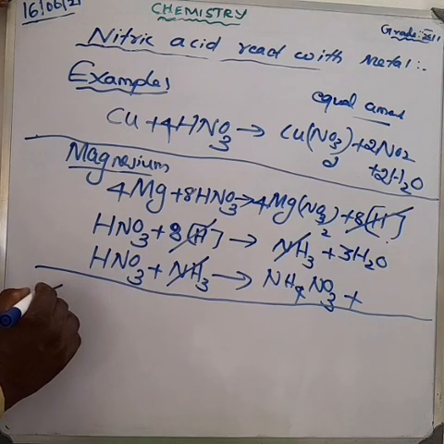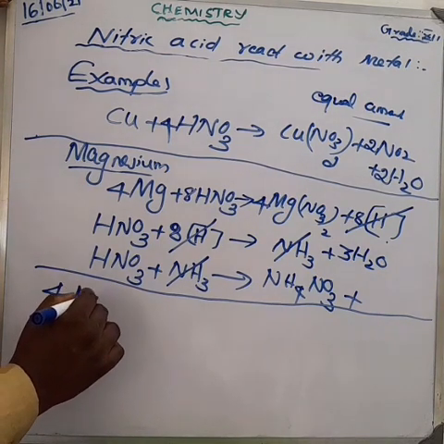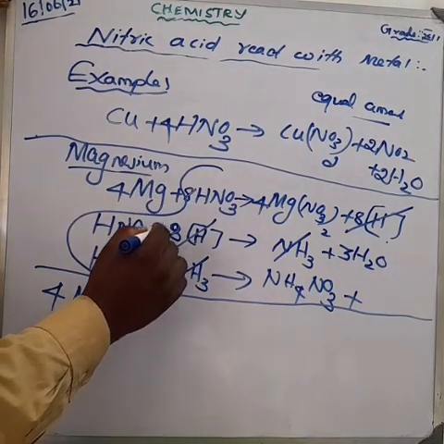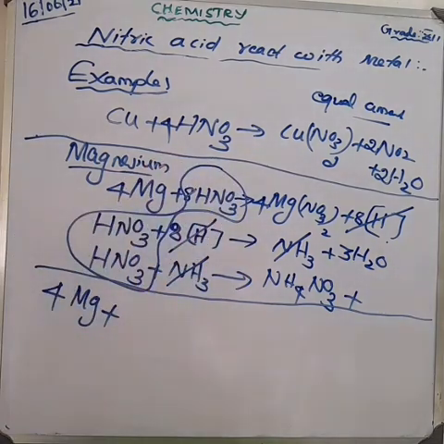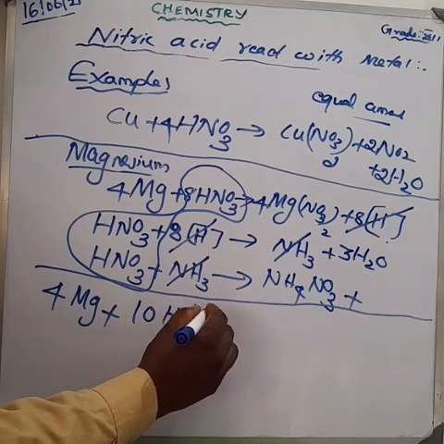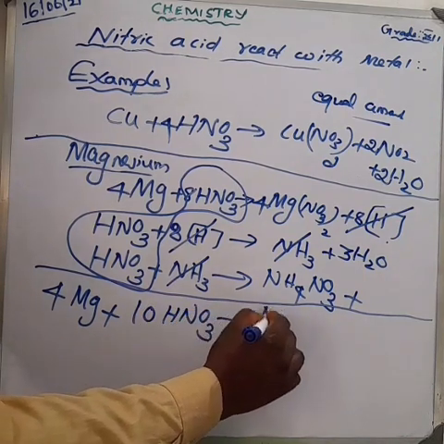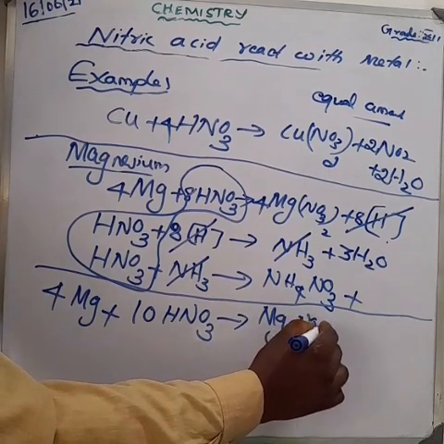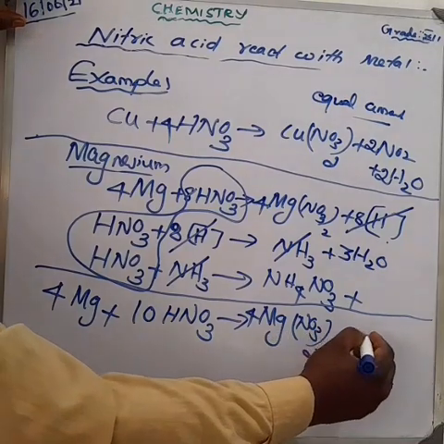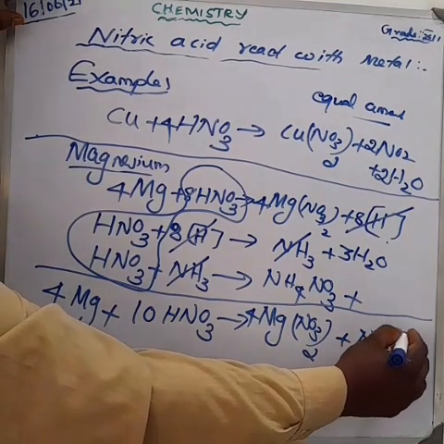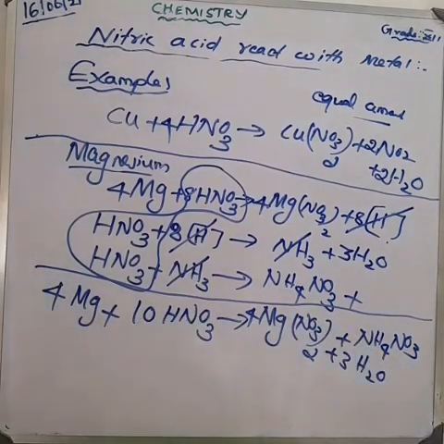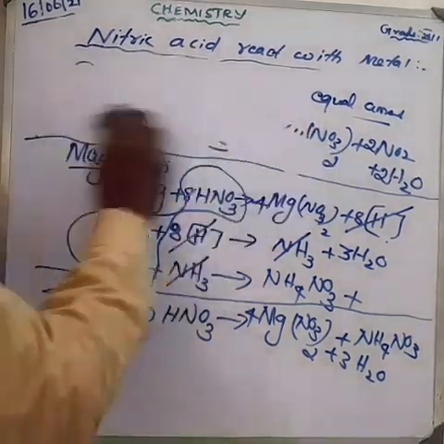How much magnesium is there? 4 magnesium. How much nitric acid is there? Here having 8, here 1 makes 9, here 1 makes 10. So 8 plus 1 plus 1, 10 nitric acid gives, what's the expected product? Magnesium nitrate, 4 Mg(NO3)2, plus ammonium nitrate NH4NO3, plus 3 molecules of water. Am I right? So we write the overall reaction.